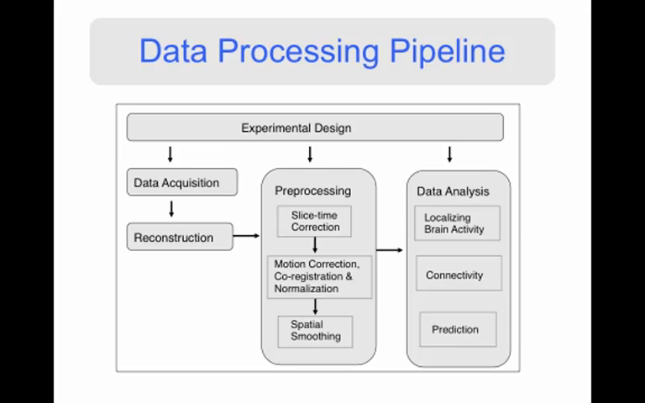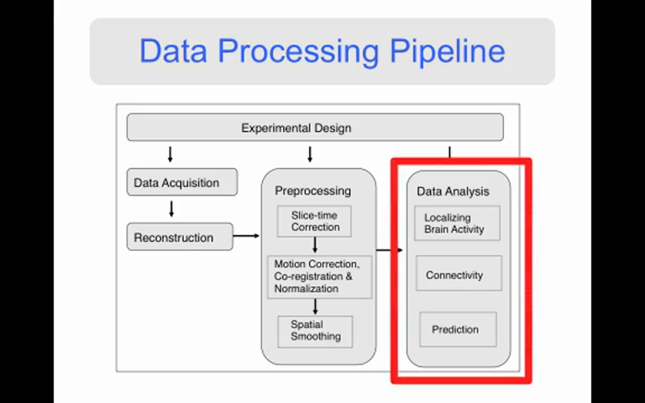So far in the data processing pipeline, we've talked about data acquisition and reconstruction, experimental design, and pre-processing. Now for the rest of the class we're going to be talking about data analysis, and this is the statistical meat of the class.